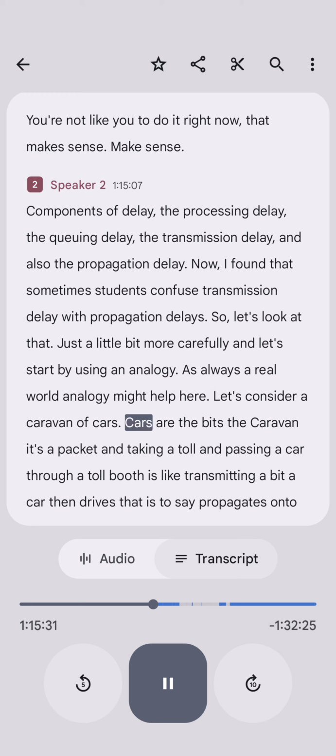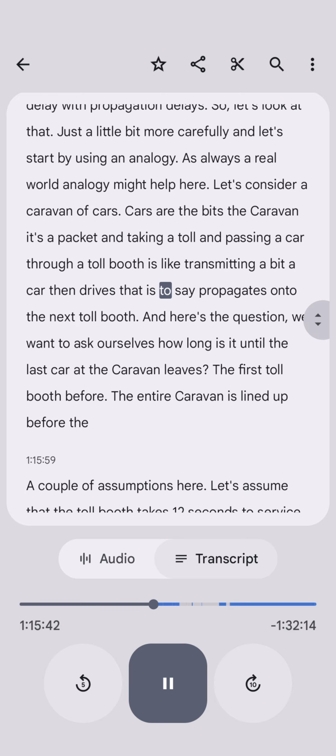Let's consider a caravan of cars. Cars are the bits, the caravan is a packet, and taking a toll and passing a car through a toll booth is like transmitting a bit. A car then drives, that is, propagates onto the next toll booth. And here's the question we want to ask ourselves: how long is it until the entire caravan is lined up before the second toll booth, after the last car of the caravan leaves the first toll booth?